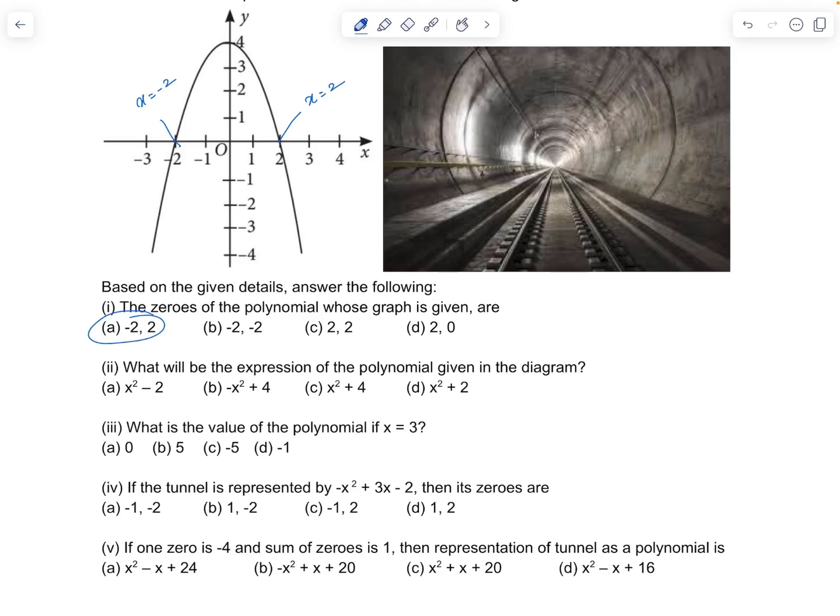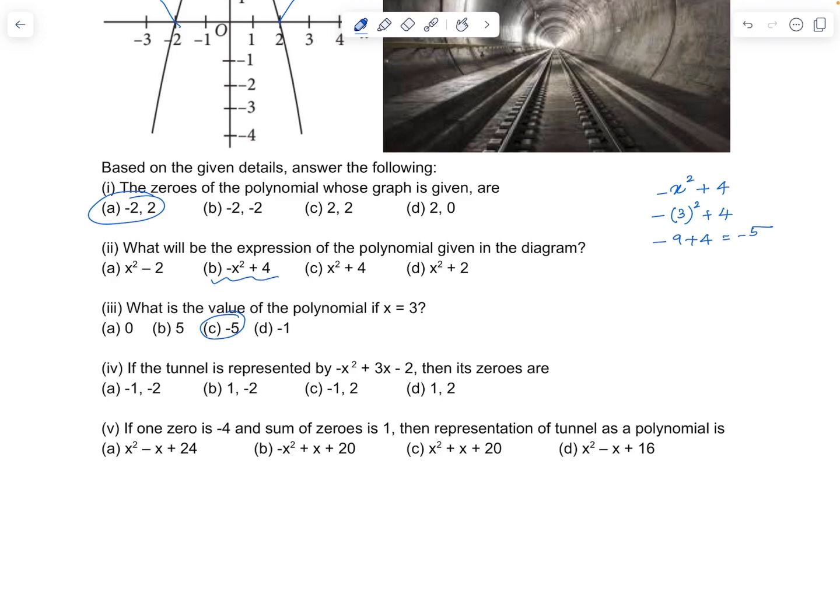Question 2. What will be the expression of the polynomial given in the diagram? As already said, this is a downward parabola. For a downward parabola, a is negative. Out of the given options, B suits the best. Question 3. What is the value of the polynomial if x equal to 3? Substituting x equal to 3 in this expression, we get minus 3 square plus 4, which is minus 9 plus 4, that is minus 5. So the answer is option C.